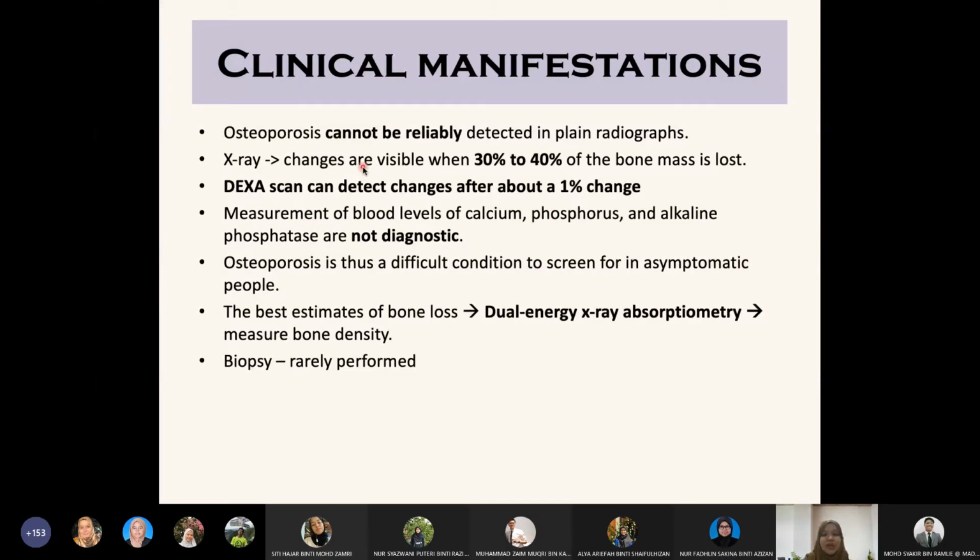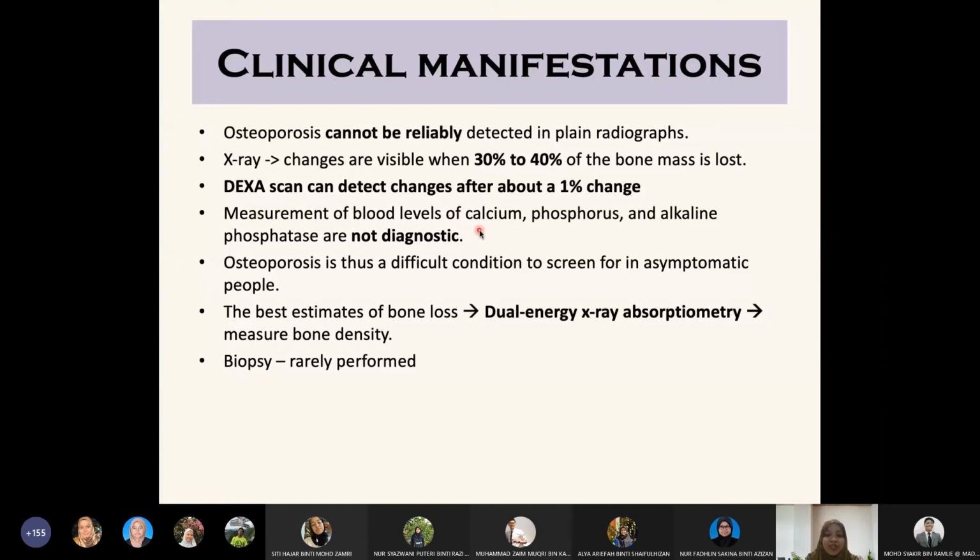So osteoporosis, however, cannot be reliably detected in plain radiograph. Plain radiograph is like your X-ray, because when there is bone mass loss, X-ray changes will only be visible when there is 30 to 40% of bone loss. However, there is another method to detect osteoporosis early by using a DEXA scan, because if there is only 1% change or bone loss, you can actually detect the osteoporosis, but not with the X-ray.